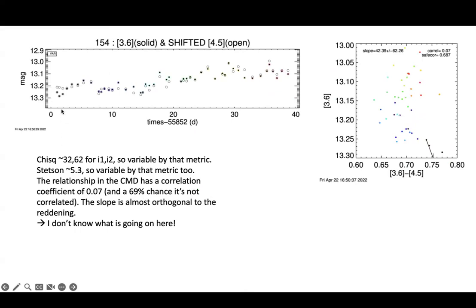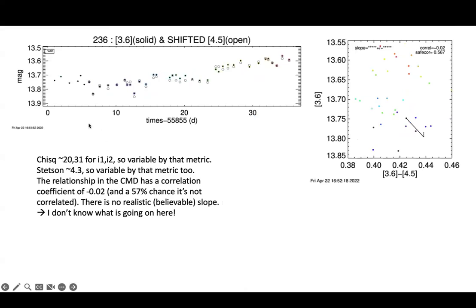This one, okay, chi-squared is 32 for I1 and 62 for I2, so it's variable by that metric. The Stetson is 5.3, so it's variable by that metric too. But look at this. The relationship here has a correlation coefficient of 0.7 and a 69% chance it's not correlated. But the slope is almost orthogonal to the reddening. I have no idea what's going on here. Not a clue. It gets redder when brighter. This makes no sense. We have a whole bunch of these. For a long time, we thought we'd screwed something up with the data reduction. I don't know what's happening.